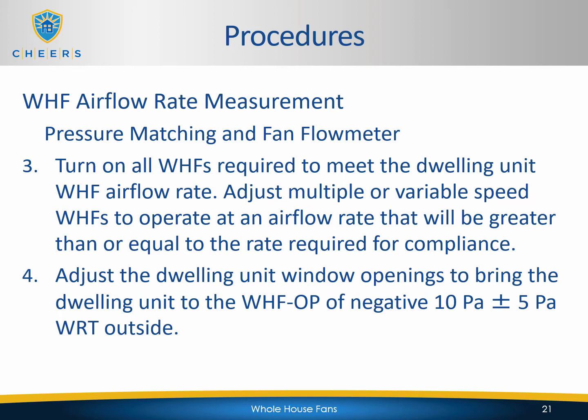Next, you're going to adjust the dwelling unit window openings to bring the dwelling unit to the whole house fan operating pressure of -10 pascals plus or minus 5 with respect to the outside. So now you're going to have to go around and start adjusting these windows so that you achieve that negative pressure of 10 pascals. You're going to go through the house, and if they're all fully open, you may want to start by just closing them halfway and seeing where you're at for pressure. And then you're just going to continually close them a little bit at a time until you hit that 10 pascal target that you're shooting for.